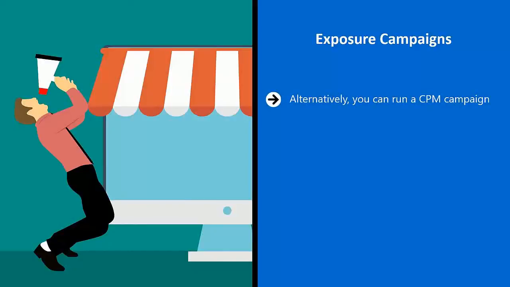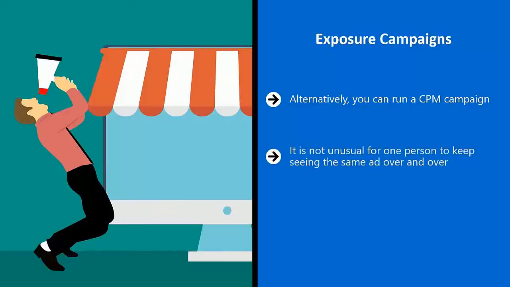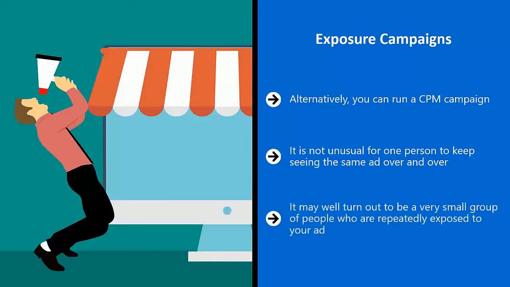Please understand that impression campaigns can show the same ad to the same person more than once. It is not unusual for one person to keep seeing the same ad over and over. Keep in mind that depending on the time frame involved, that person might be getting counted more than once. So although you're paying for 1,000 impressions, this doesn't mean that 1,000 different people have seen your ads. It may well turn out to be a very small group of people who are repeatedly exposed to your ad.